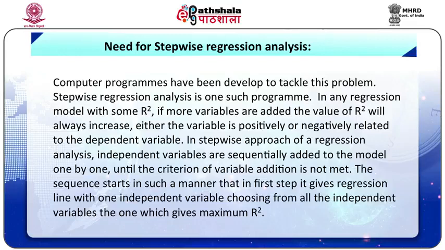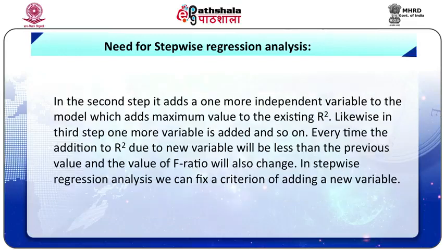In a stepwise approach of a regression analysis, independent variables are added to the model one by one until the criterion of variable addition is not met. The sequence starts in such a manner that in the first step it gives a regression line with one independent variable, choosing from all the independent variables the one which gives maximum r square. In the second step, it adds one more independent variable to the model which adds maximum value to the existing r square. Likewise, in the third step, one more variable is added and so on.